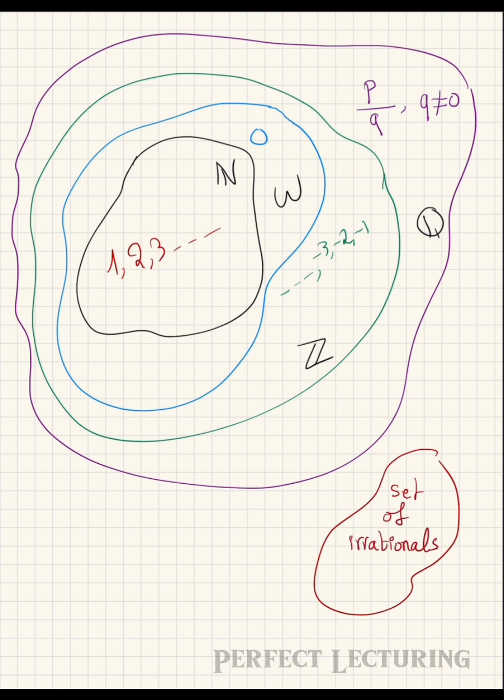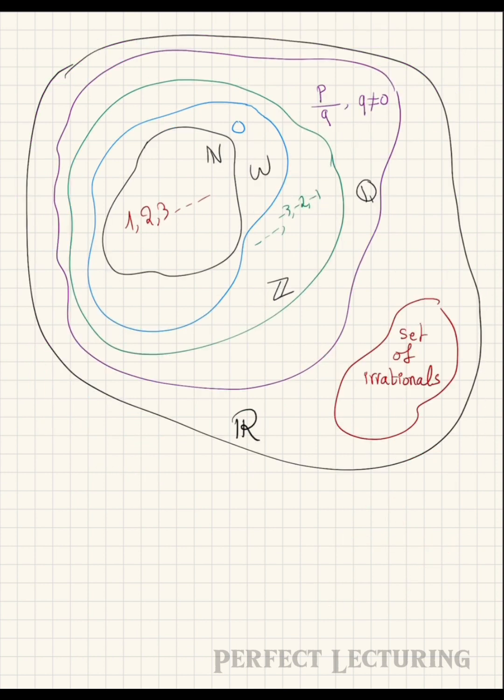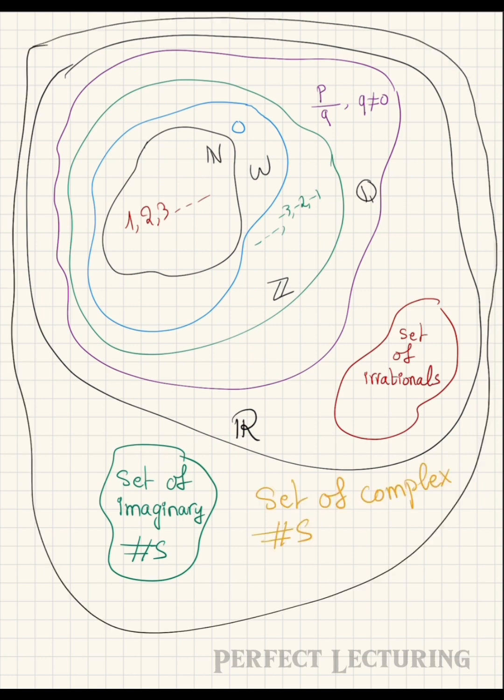And by the way, this set is very huge. I'm just representing it like that. However, the set is very huge. It's even larger than the set of rationals. And finally, if we combine everything, rationals and irrationals, we will end up with the set of real numbers. Now let us add the set of imaginary numbers. Finally, if we combine everything, we will end up with the set of complex numbers, which is represented by C.